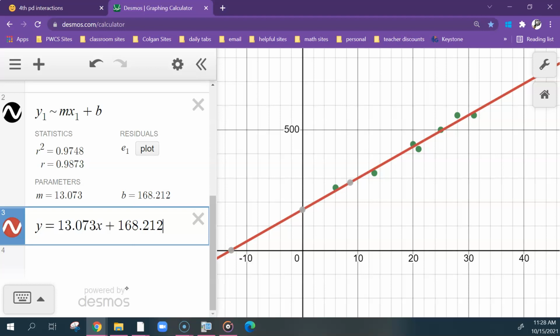Any questions on how you would use Desmos to find your line of best fit? You okay? No problem. We're going to do another example together, then I'll let you practice some. Go grab your calculator.